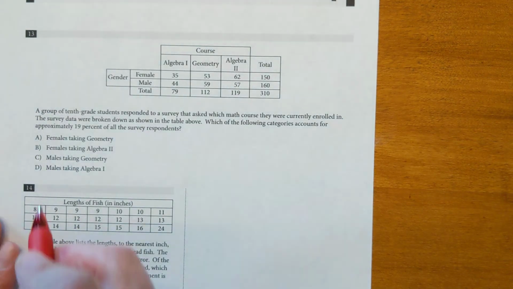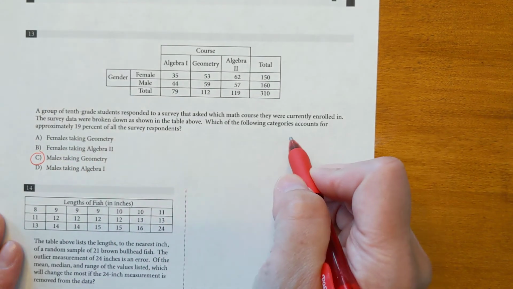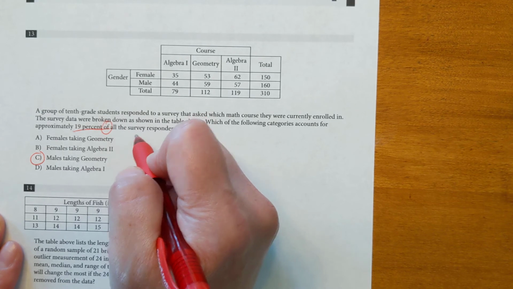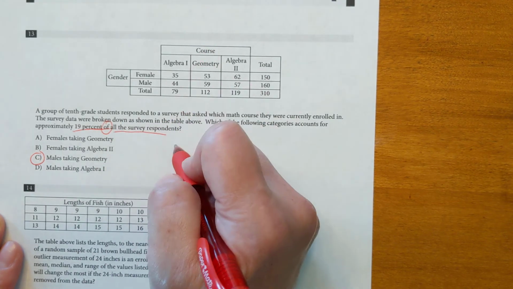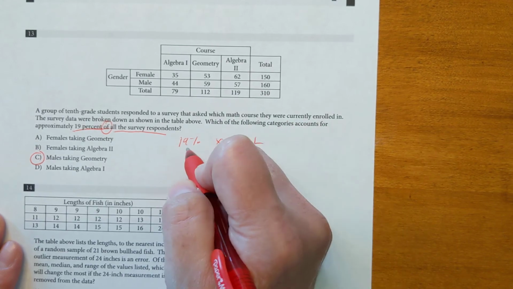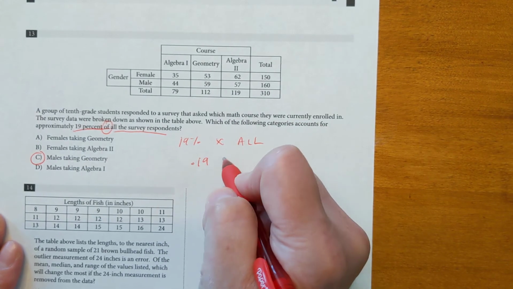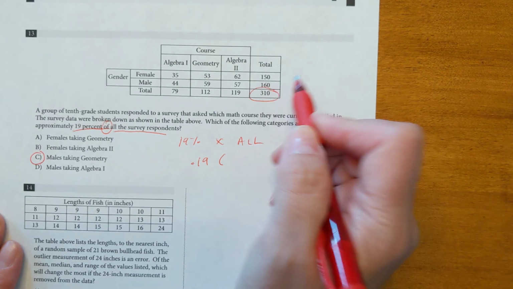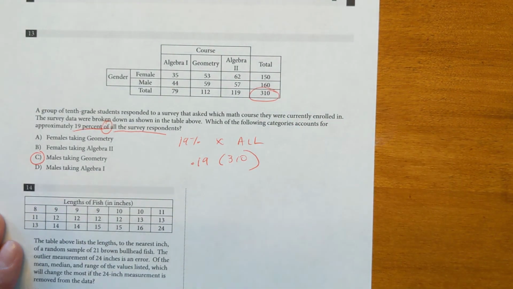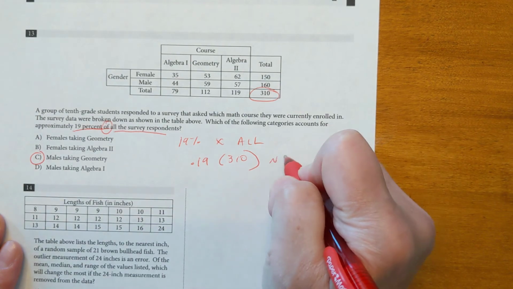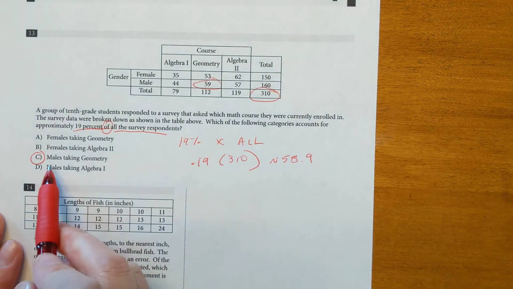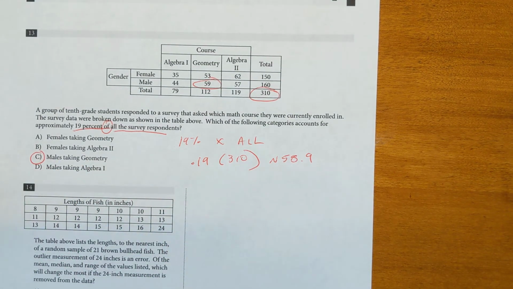Okay, the answer on this is C. It says 19% of means multiply. All the survey respondents, so 19% times all of them. 19% is 0.19, all of them is 310. If you multiply 0.19 times 310, you get about 58.9, which is right there. The male is taking geometry.